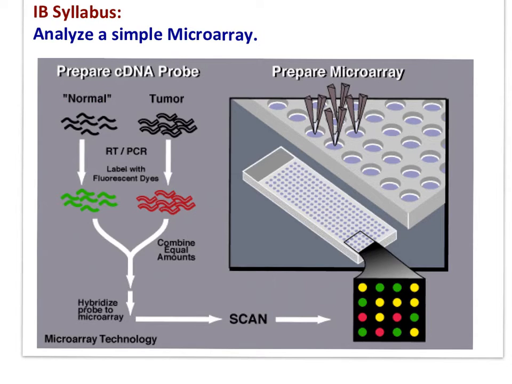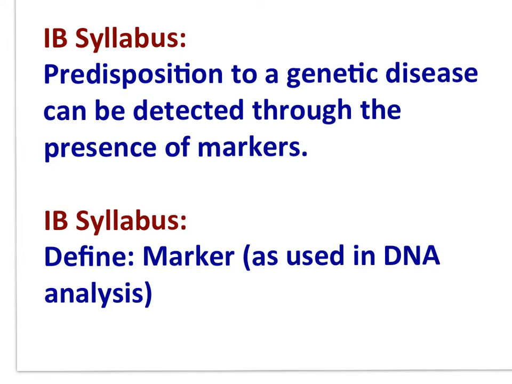The red-green hybridized spots, yellow in this case, represent sequences for DNA expression common to both cells, thus not unique to the patient's cells. Based on the frequency of the red spots, the severity of the cancer can be assessed. This is our last slide on understanding microarrays and analyzing them. Go back and review the last half dozen slides to refresh your understanding. And that brings us to our next IB syllabus statement.